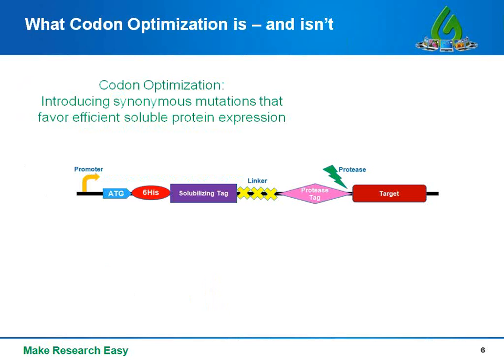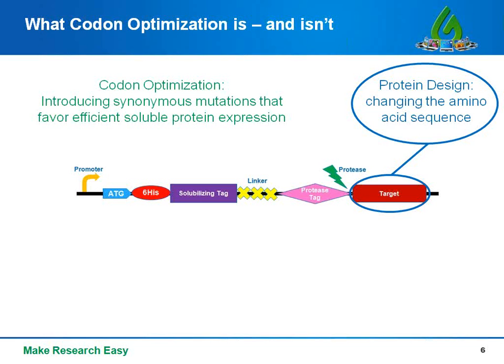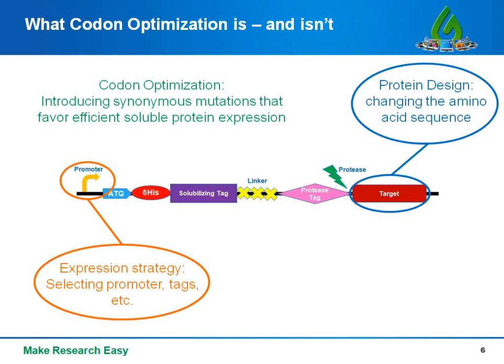So let's be very clear about what codon optimization is and what it isn't. In your expression clone, there are many different factors that you can choose to tinker with. As we've already discussed, you may want to change or shorten your amino acid sequence when you select or design it. That would be considered protein design, and it's very different from codon optimization because codon optimization only changes the nucleotide sequence but not the amino acid sequence. You may also want to try using different promoters or different affinity or solubilization tags.